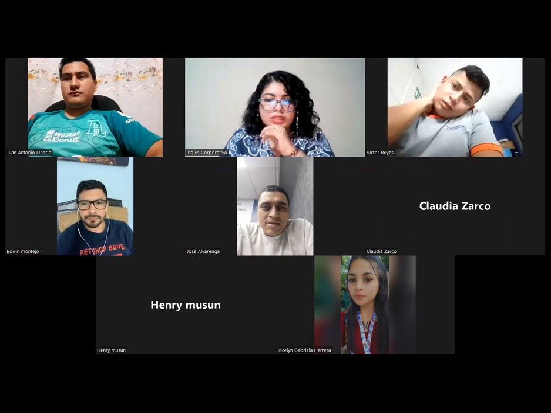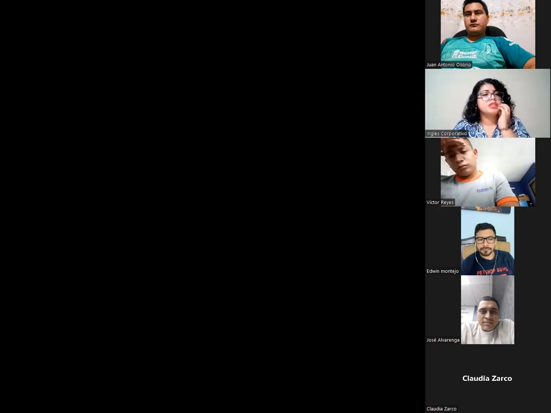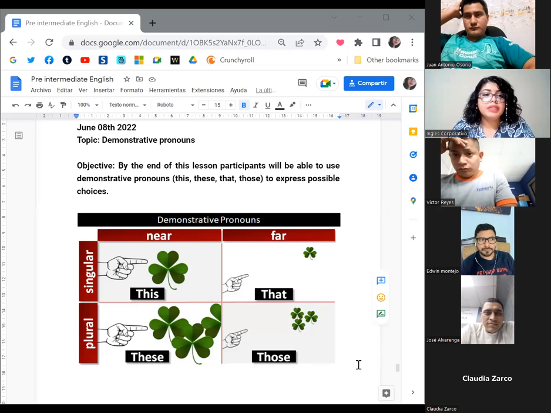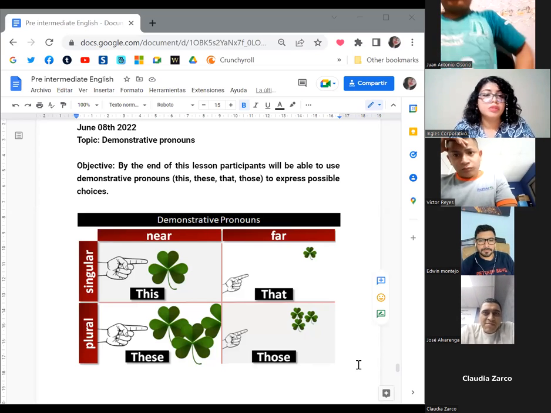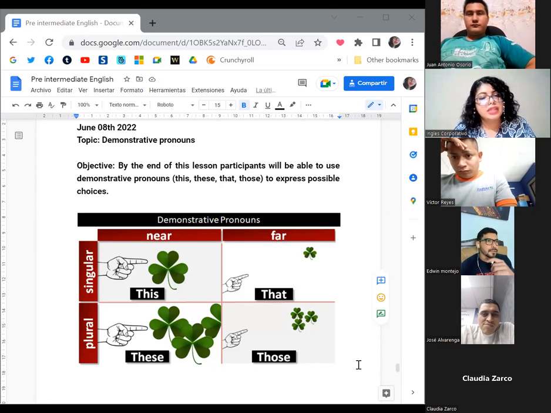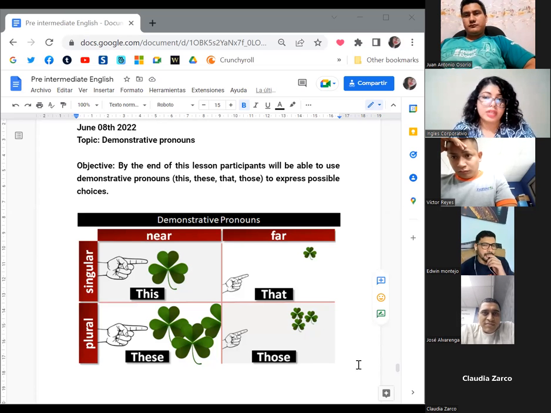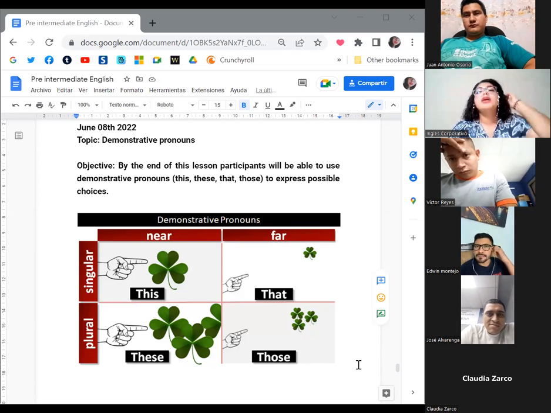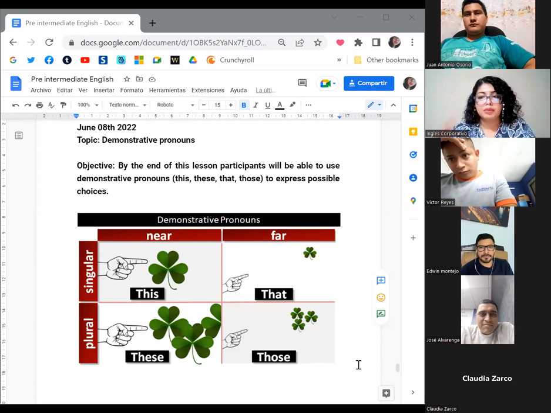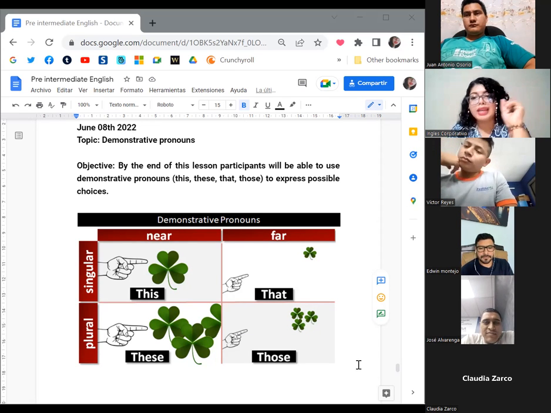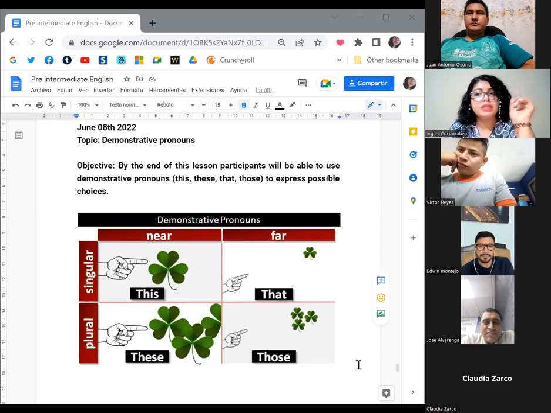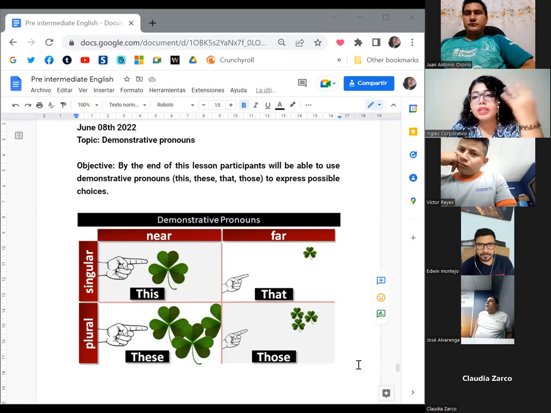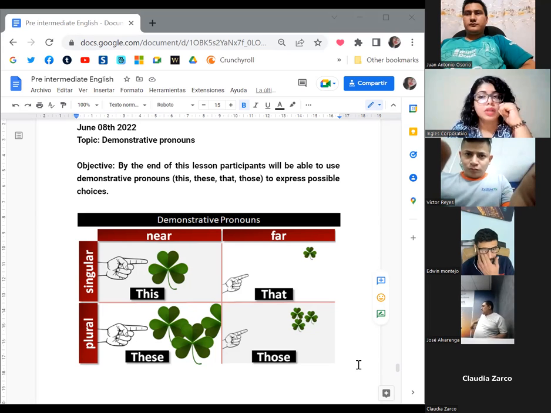So let's see. We have here the objective for this topic, and it says, by the end of this lesson, participants will be able to use demonstrative pronouns, these, this, that, and those, to express possible choices, because we are going to choose between two or more things. And we have an example. We have the image in which we have singular, plural, and we have near and far. Why are we talking about positions? Vamos a hablar de posiciones porque estos pronombres demostrativos también se utilizan con las cosas que tenemos cerca y lejos, no simplemente con los singulares y los plurales.